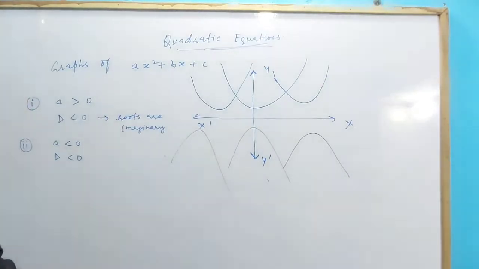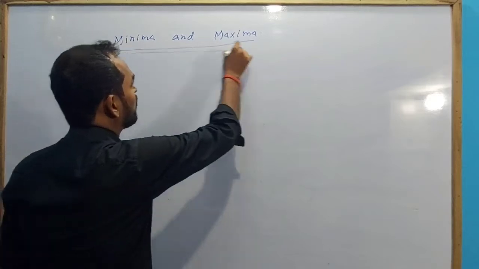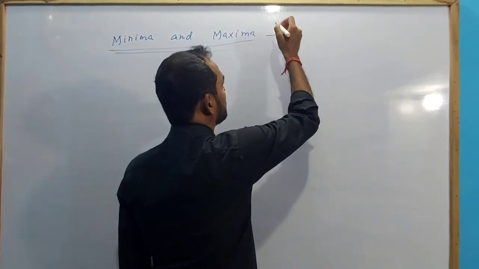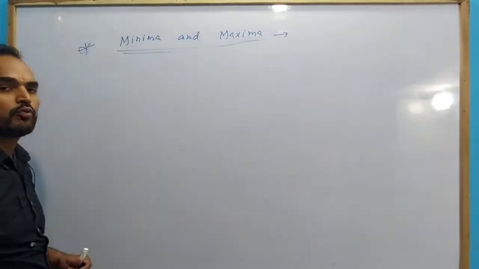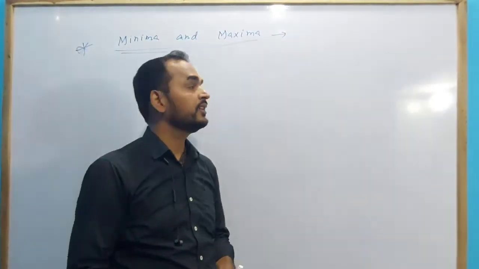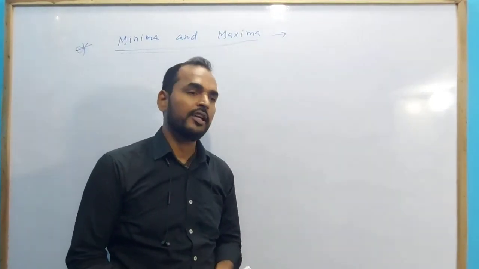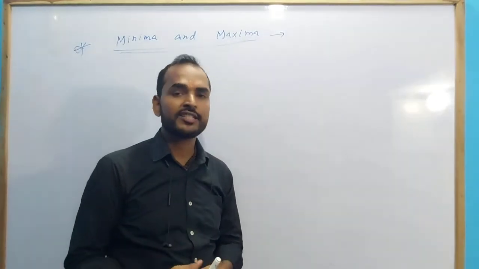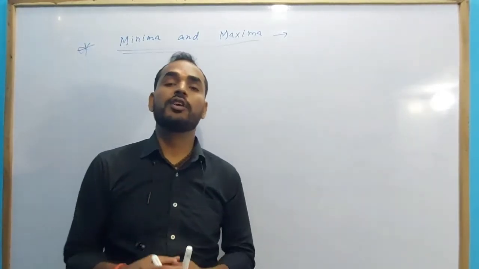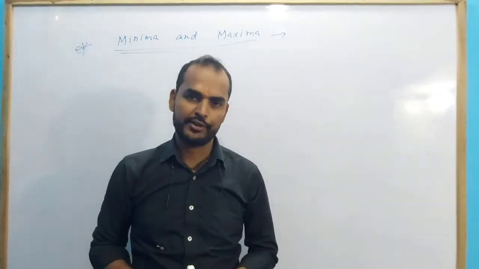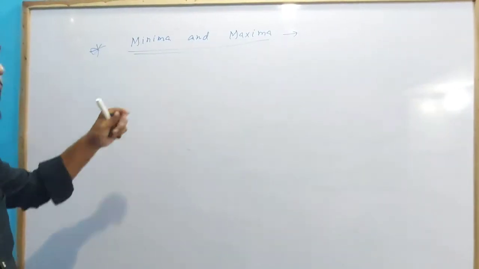But now some derivation of a quadratic expression. You can understand it because the topic pertains to quadratic equation, quadratic expression. Therefore, I am going to find out minima and maxima. What are minima and maxima? Minima means the minimum value of the quadratic expression at some particular point. Maxima is the maximum value of that quadratic expression at some particular point. So let's see how we can derive it, how we can find it.